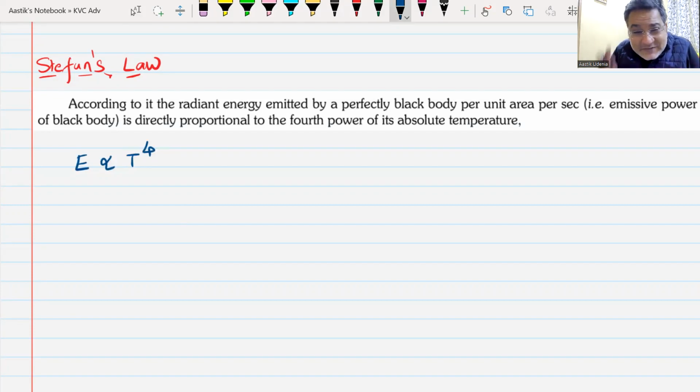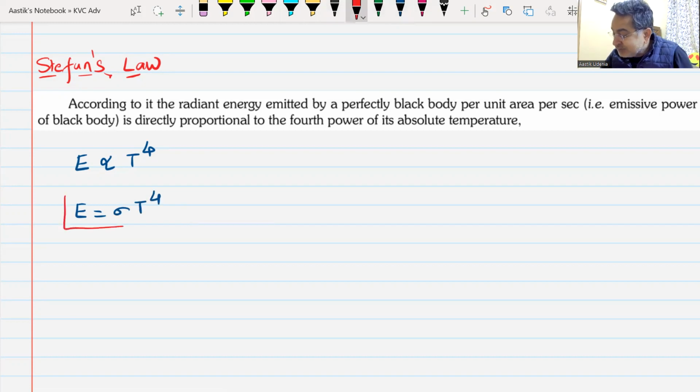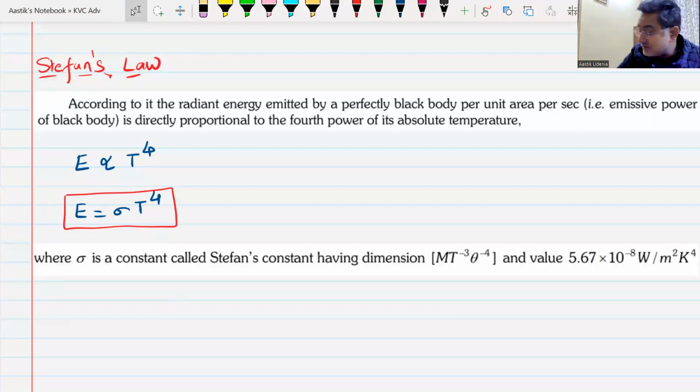We have done questions on this, my dear friends. Emissive power, or I can write this as equal to sigma T raised to the power 4, where this sigma is a constant which is known as Stefan's constant. And remember its unit and dimension, because most of the questions on units and dimensions in JEE Advanced come from this Stefan's constant.